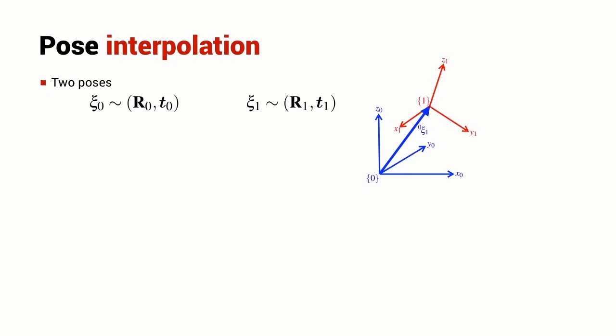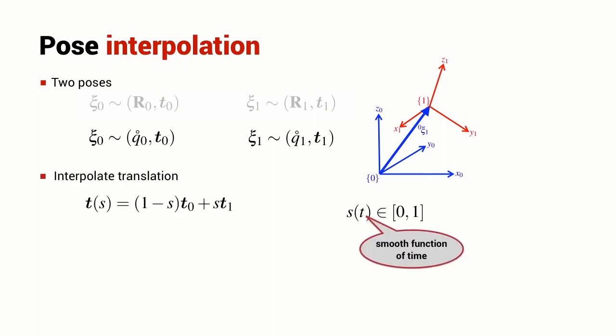Each can be represented by a rotation matrix and a vector. We can convert the rotation matrix of each pose into a unit quaternion, and we can interpolate the translation using the linear interpolation formula that we introduced earlier. S is a function of time, which varies smoothly from 0 to 1 over the duration of the trajectory.